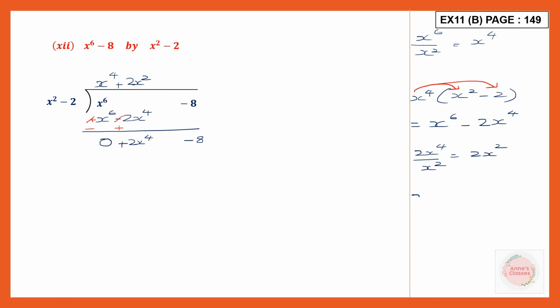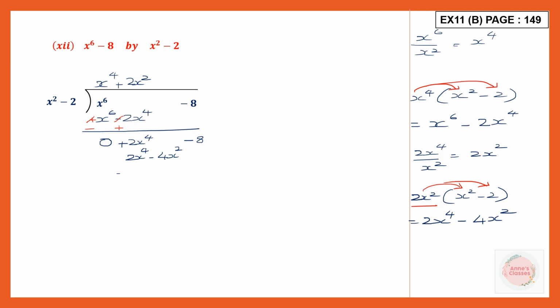So that will be 2x square into the divisor, which is x square minus 2. Now multiply this with each term inside. So 2x square into x square will be 2x to the power of 4. Now we multiply this with minus 2. So that is minus 2 2s are 4, 4x square. So now that we have this, we're going to write it below this here. So that will be 2x to the power of 4 minus 4x square.